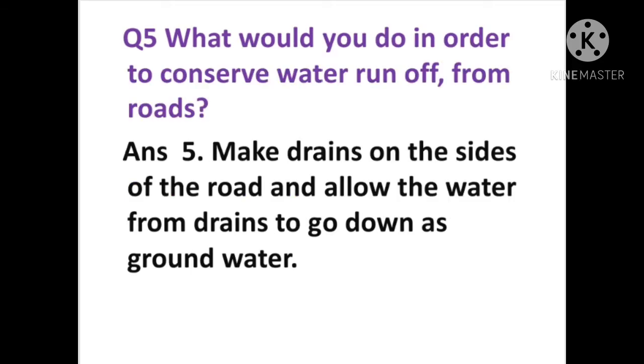Question number 5. What would you do in order to conserve water runoff from roads? From roads, to conserve water runoff, we make drains on the sides of the road and allow the water from drains to go down as groundwater. The rainwater from the roads flows into the drains and from the drain it becomes part of groundwater.